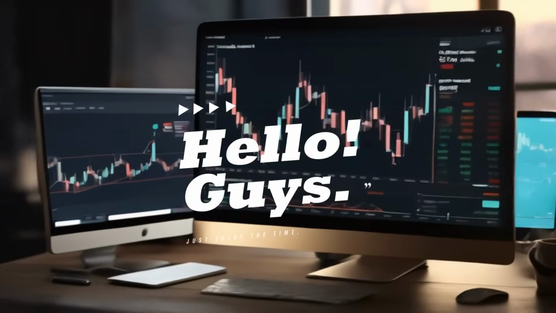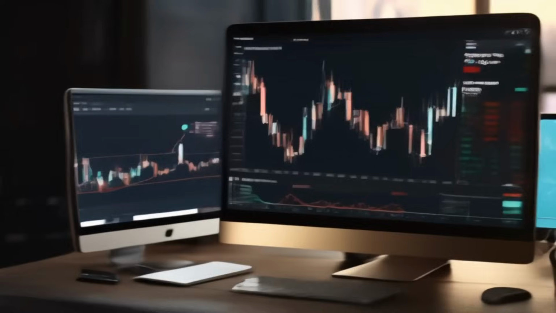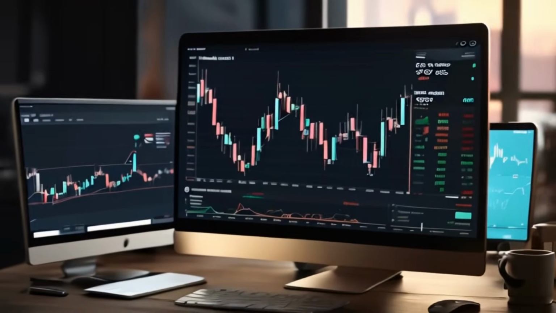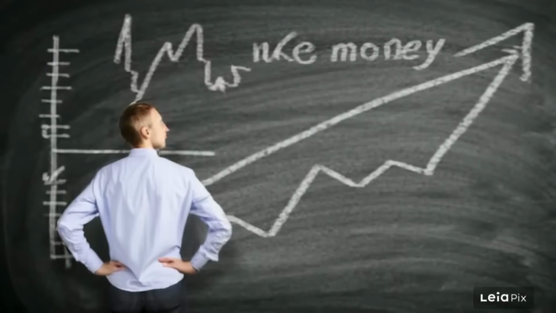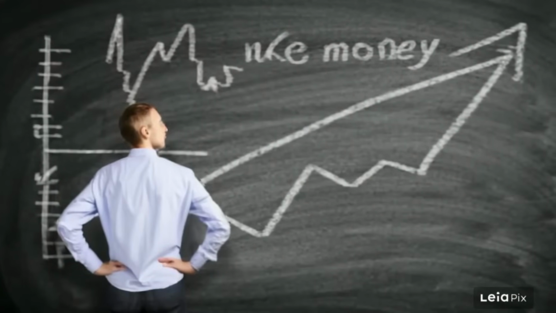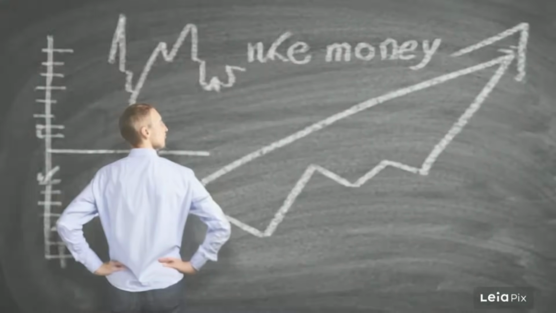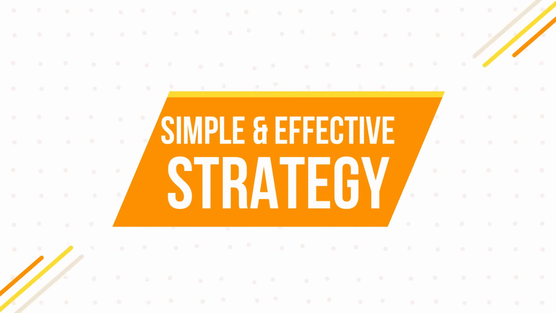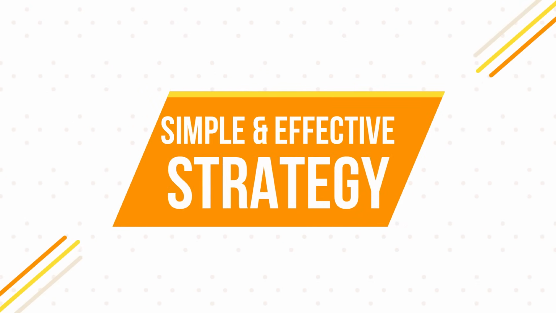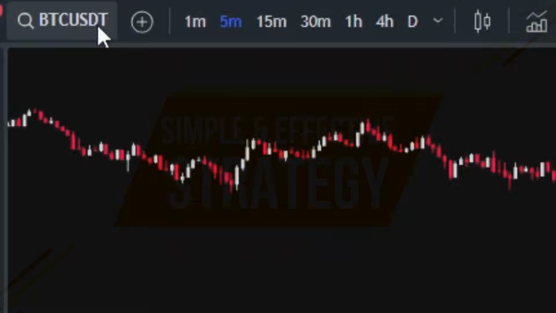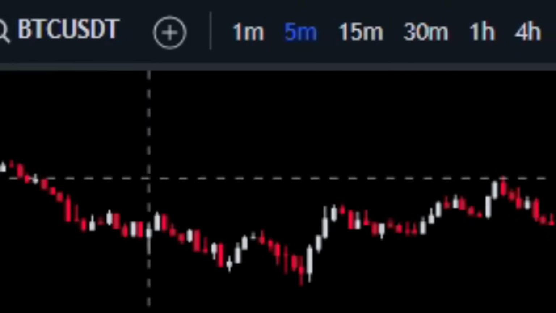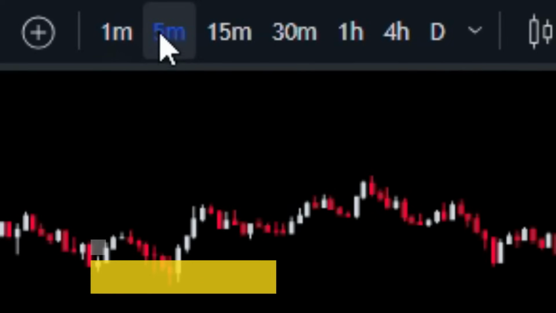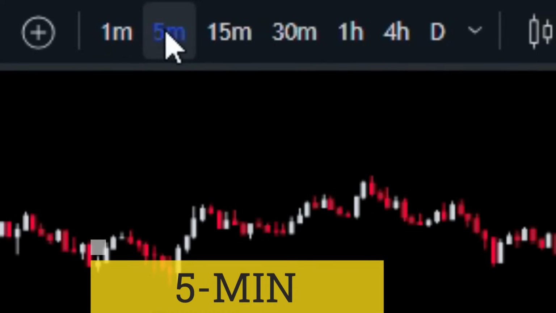Hey there fellow traders, if you've been feeling overwhelmed by the myriad of indicators out there and aren't sure which one can help you build a winning strategy, you've come to the right place. Today, we're excited to share a simple yet powerful strategy that utilizes two free indicators, and we'll be using a Bitcoin chart with a 5-minute time frame to demonstrate.